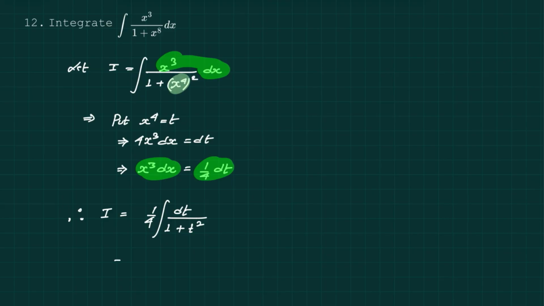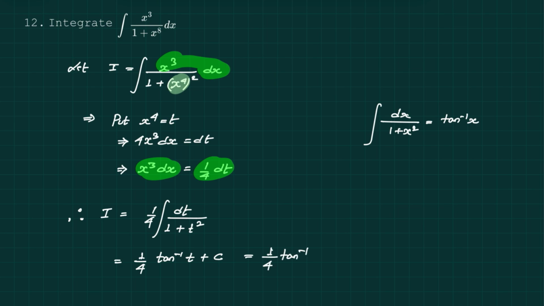So this equals, we have one formula, that is the integration of dx by 1 plus x square equals tan inverse of x. So here it will be 1 by 4 tan inverse of t plus c. Putting back the value of t, we will have 1 by 4 tan inverse of x to the power 4 plus c.